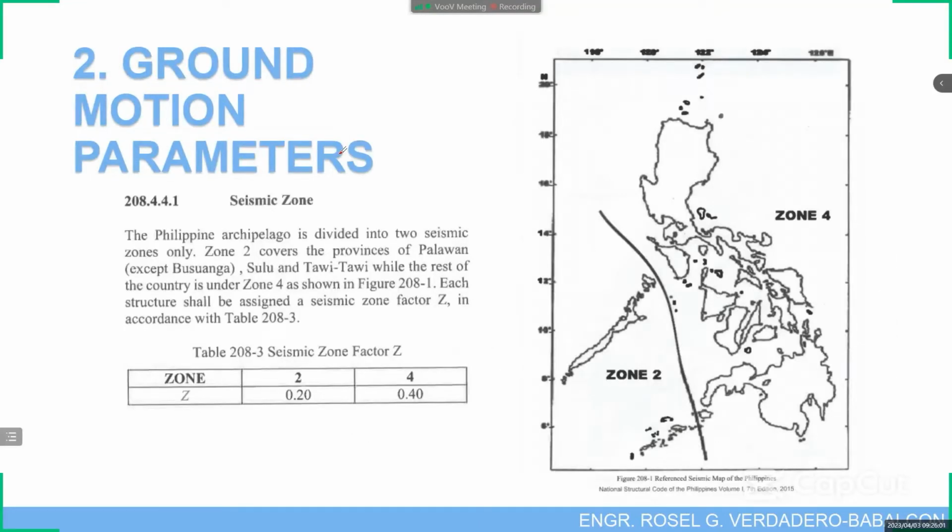So number 2 is the ground motion parameters. So the Philippines is divided into 2 seismic zones, Zone 2 and Zone 4. Zone 2 covers the province of Palawan, except Busuanga, Sulu, and Tawi-Tawi, while the rest of the country is under Zone 4, as shown in Figure 208-1. So the majority of the Philippine area is under seismic zone 4, which corresponds to a seismic zone factor of 0.4, and the rest under seismic zone 2 has a seismic zone factor of 0.20.